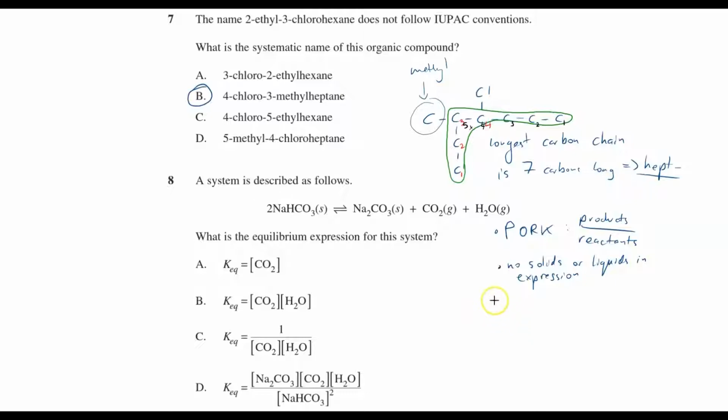Looking back at the equation, we see that only CO2 and H2O are in the gaseous form. Each of these is also in a 1-to-1 stoichiometric ratio, and both are products. Therefore, the equilibrium expression is just the concentration of each multiplied by each other.